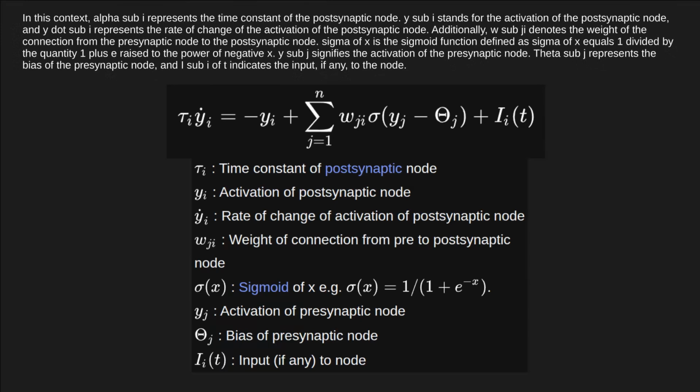In this context, alpha sub i represents the time constant of the postsynaptic node. y sub i stands for the activation of the postsynaptic node, and y dot sub i represents the rate of change of the activation of the postsynaptic node. Additionally, w sub ji denotes the weight of the connection from the presynaptic node to the postsynaptic node. Sigma of x is the sigmoid function defined as sigma of x equals 1 divided by the quantity 1 plus e raised to the power of negative x. y sub j signifies the activation of the presynaptic node. Theta sub j represents the bias of the presynaptic node, and I sub i of t indicates the input, if any, to the node.